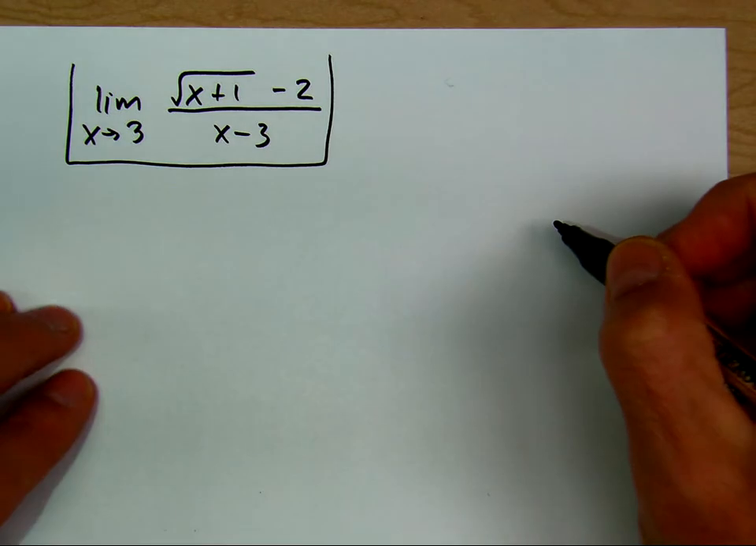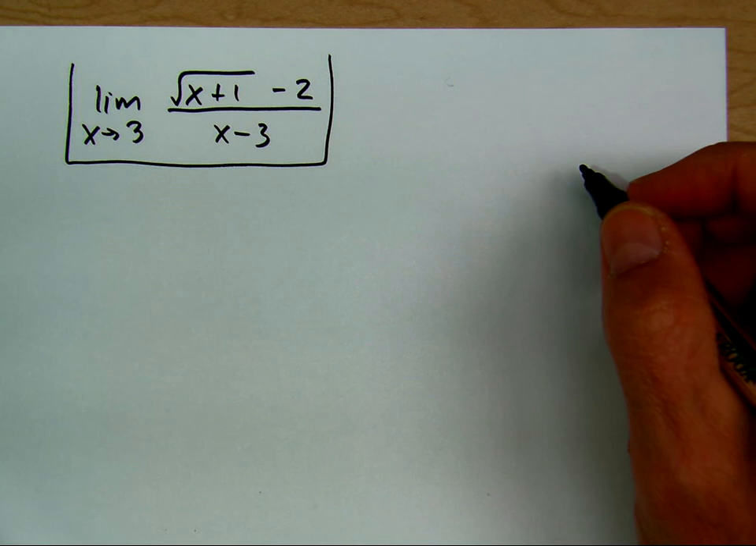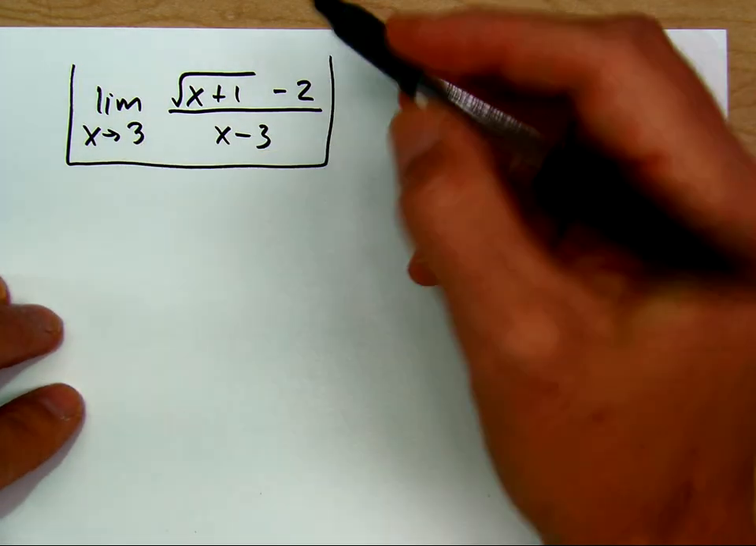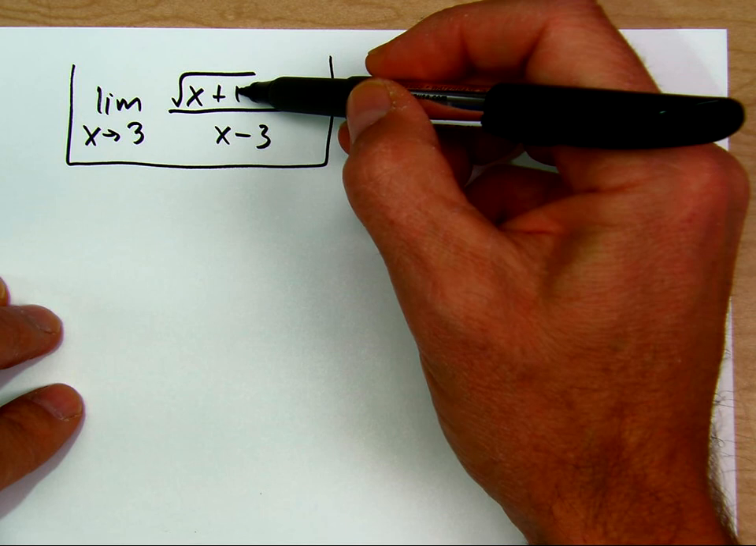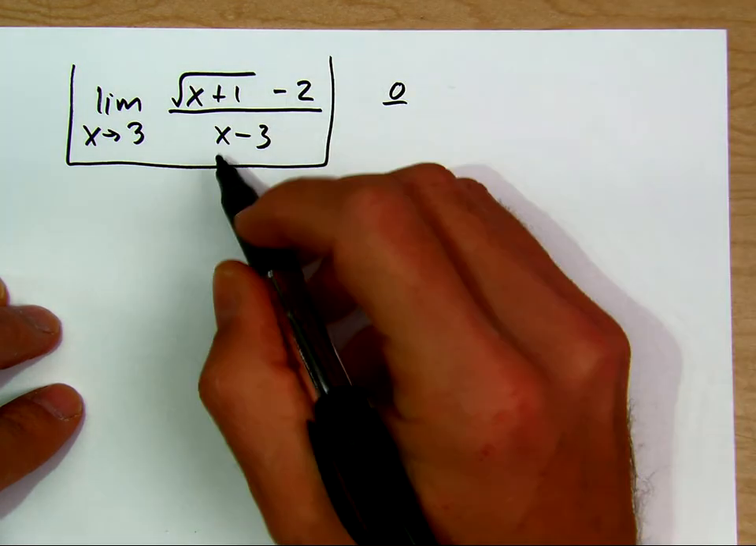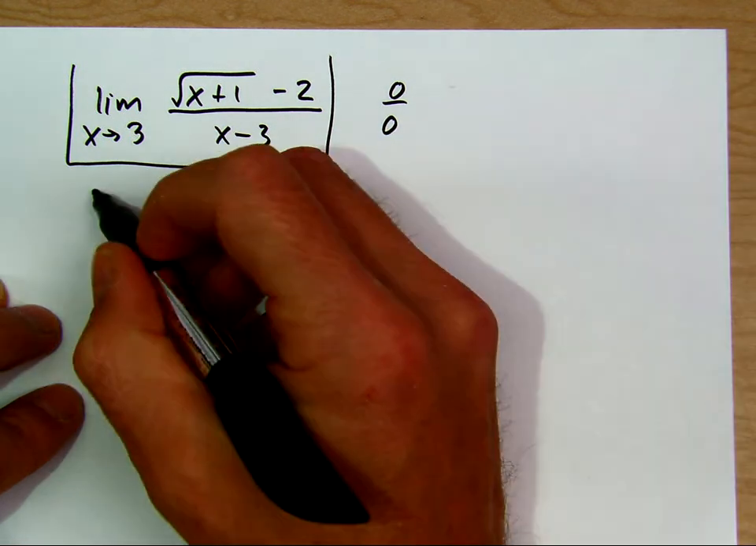Okay, pause the video and try this one. So we substitute first. 3 plus 1 is 4. Radical 4 is 2. 2 minus 2 is 0. We would have 0. Put a 3 in the denominator and we have 0. So we know we have to rationalize.